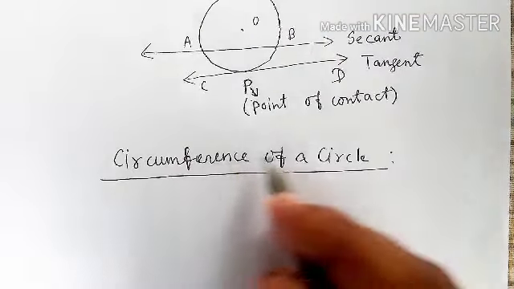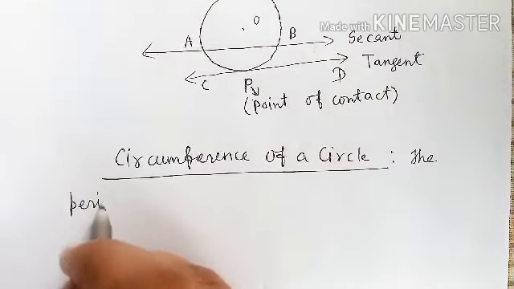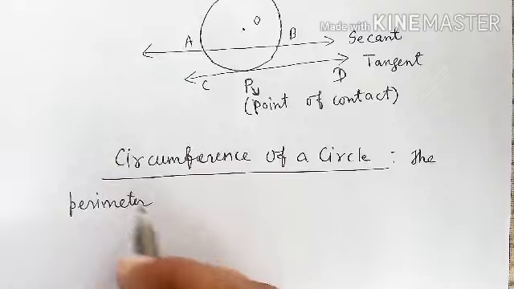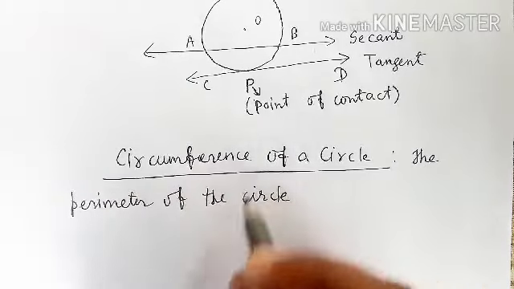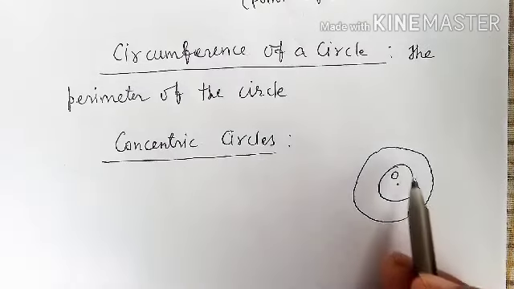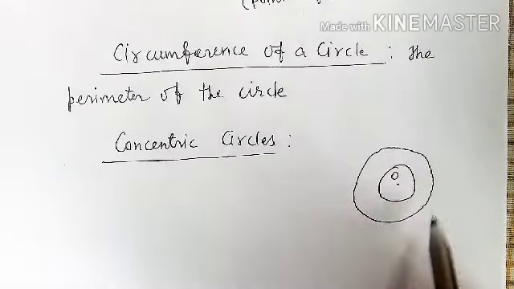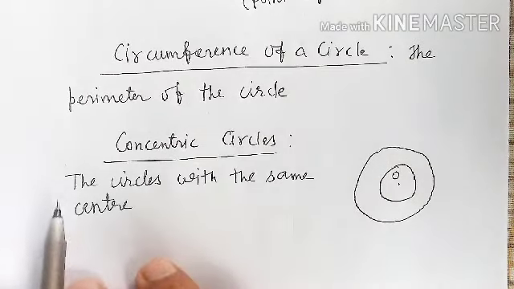Circumference of a circle. This is the perimeter of the circle. You know that this is equal to 2 pi r. Now concentric circles. You see here two circles with the same center. So concentric circles are the circles with the same center.